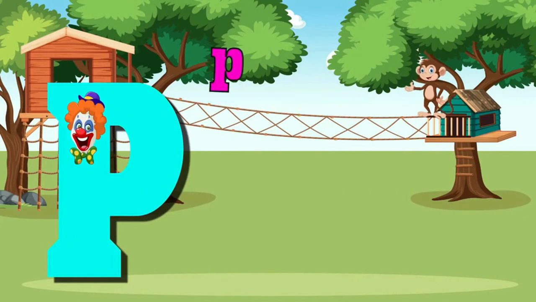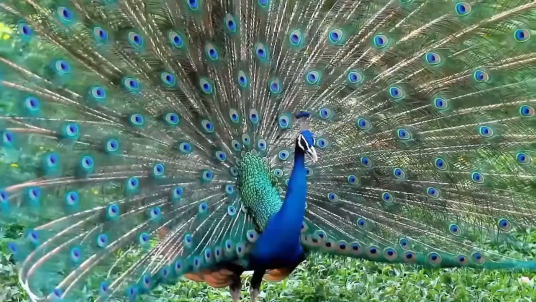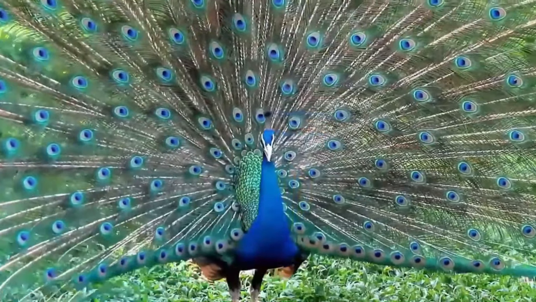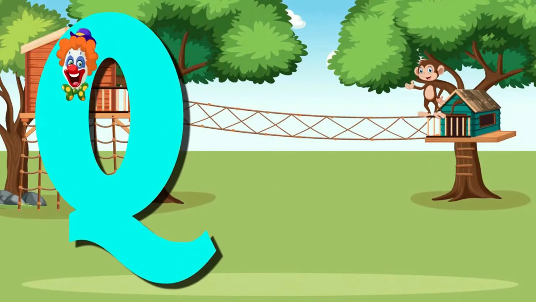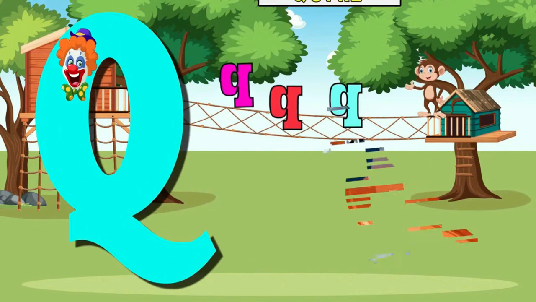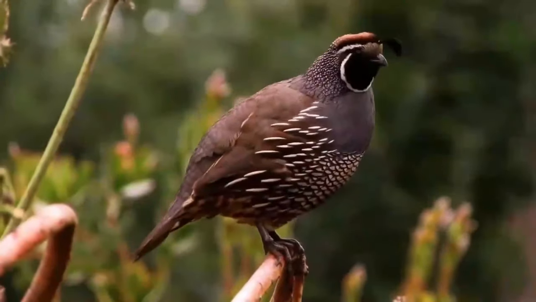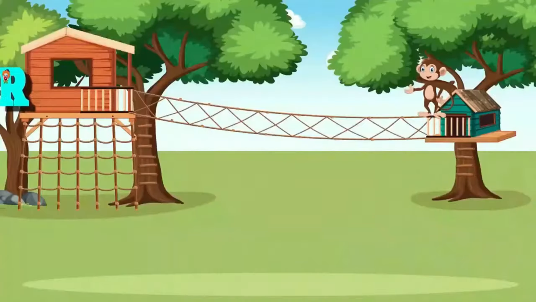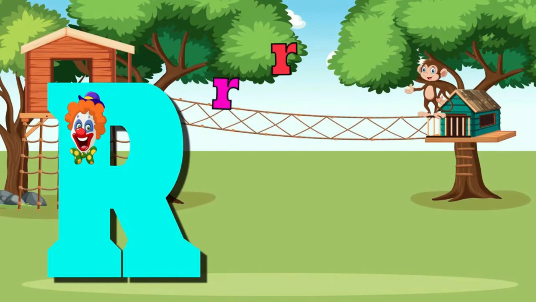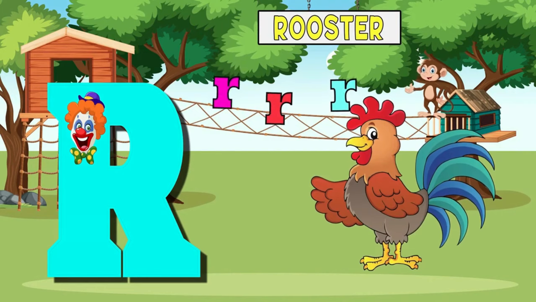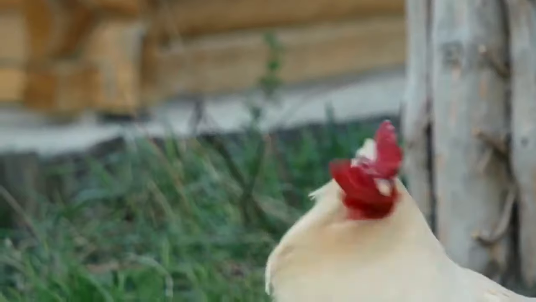P, P, P, P, a peacock. It's so pretty, like a queen. Q, Q, Q, Q, a quail. I love to sing with him. R, R, R, R, a rooster. Its duty is to wake the crowd.